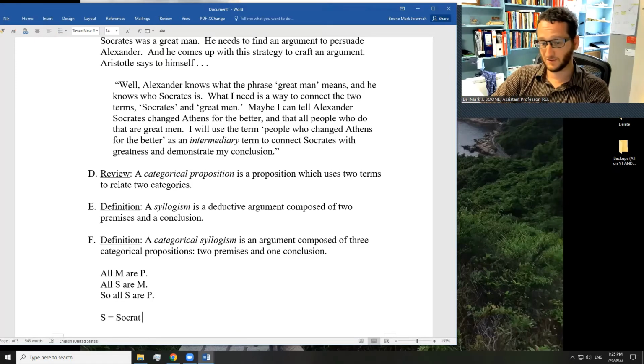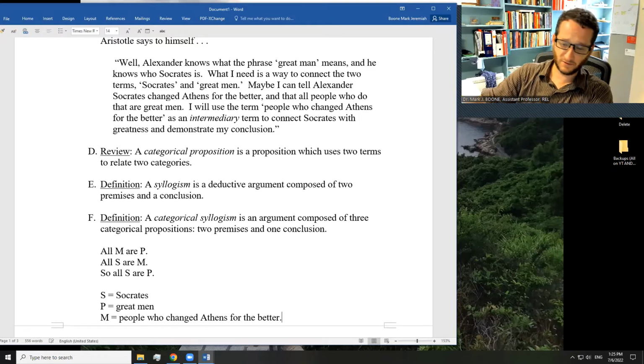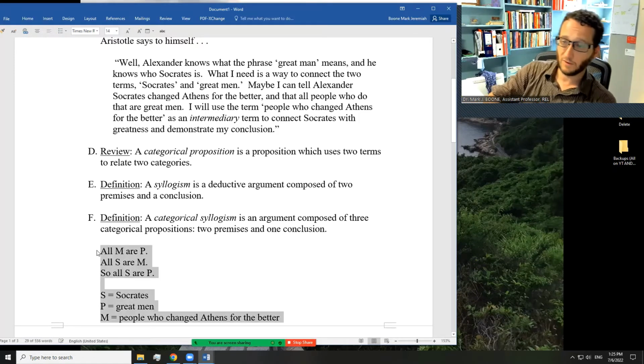Conveniently, S stands for Socrates. P stands for great men. And M stands for people who changed Athens for the better. And now I've just given you, by typing out the form and a scheme of abbreviation, the formal version of the argument.